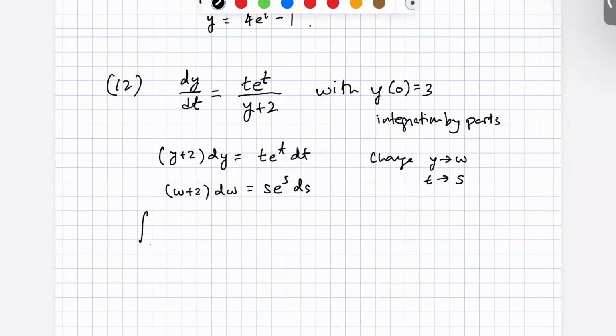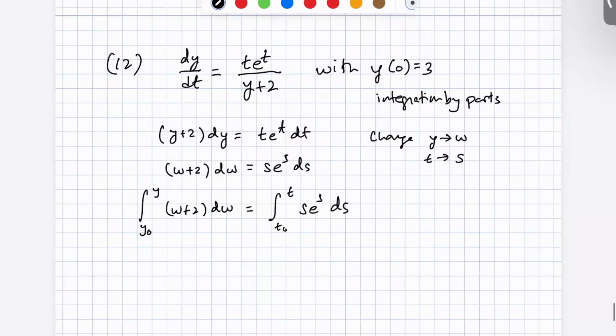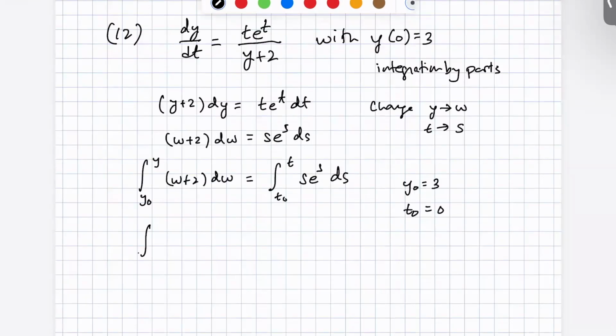And now what I'm going to do is integrate from y0 to y of w plus 2 dw is equal to the integral from t0 to t of s e to the s ds. Now here, with the initial condition, y0 is equal to 3 and t0 is equal to 0. So I'm going to integrate from 3 to y of w plus 2 dw is equal to the integral from 0 to t of s e to the s ds.